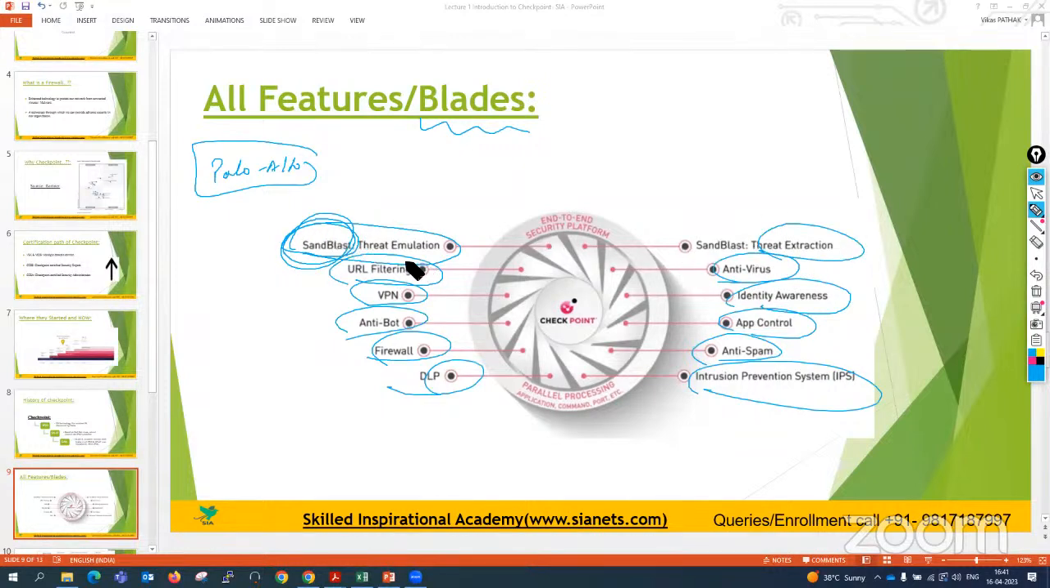So Sandblast is working for both threat emulation and threat extraction. These are the blades and the features. We'll discuss each of these blades and features, how you can create your anti-bot or anti-spam profiles on the Checkpoint. We'll discuss these things in very detail. All right.